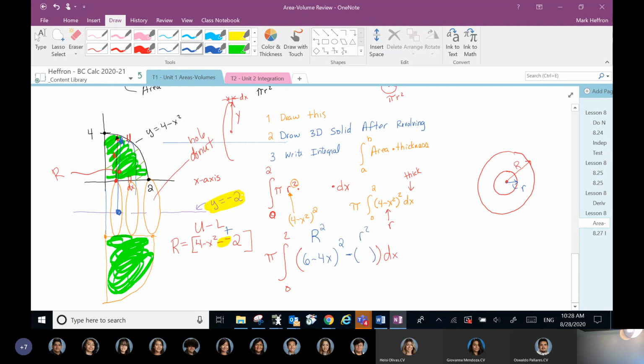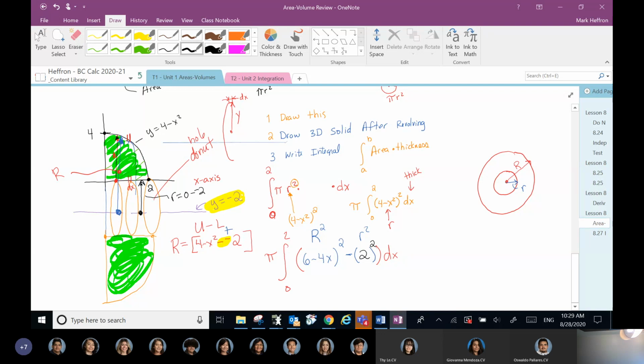Katie, what's little r? The little r is 0 minus -2. Yes, very good. The little r equals 0 minus a -2. Well, that's really just 2, isn't it? And we have to square it.